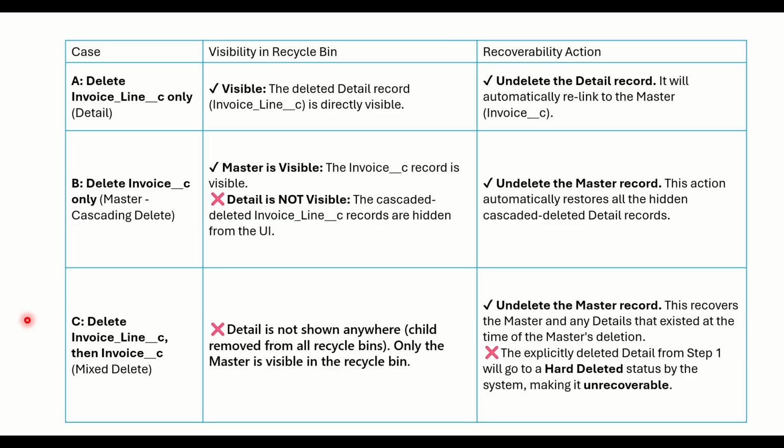So this concept is very important. In real projects, do not try to delete the child object record first and then try to delete the parent. No. In real business scenarios, be careful with what you are deleting first, and be sure of the recoverability actions you are going to take if something needs to come back. You should also know how to restore it if you are deleting something. This is very important.